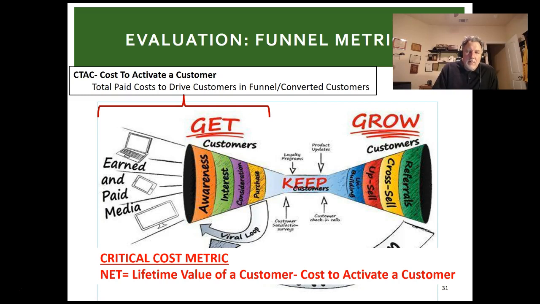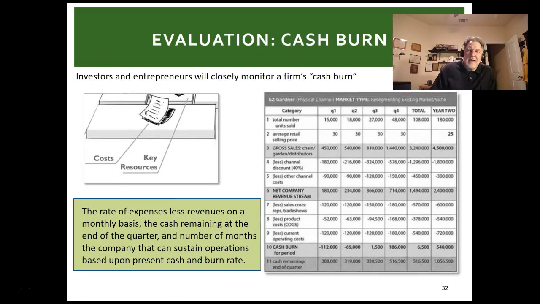So the critical metric is that net of the lifetime value of the customer and the cost to activate the customer. I think those are two very simple funnel metrics that you need to think about on the financial side. And as you pitch your business, you are going to have questions about that CTCA and the LTV. Matt talked about this in terms of cash burn, which is really the rate of expenses less revenues on a monthly basis, and the cash remaining at the end of the quarter, the number of months the company has to sustain operations based on the present cash and burn rate.